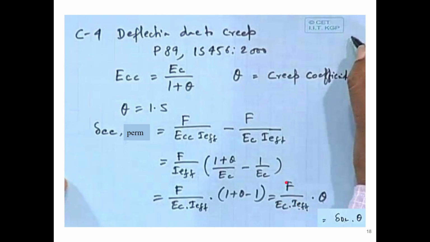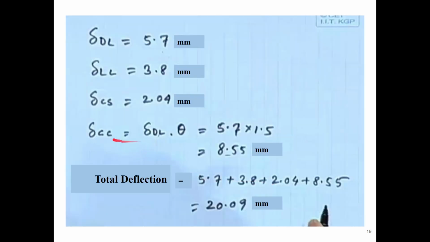Now F by Ec I effective is nothing but δDL, the dead load deflection, and θ is the creep coefficient, which is 1.5. So the creep deflection will be 1.5 times δDL, that is 1.5 times 5.7, which is 8.55 millimeters. Therefore the total deflection will be the summation of the deflection due to dead load plus live load plus shrinkage plus creep.